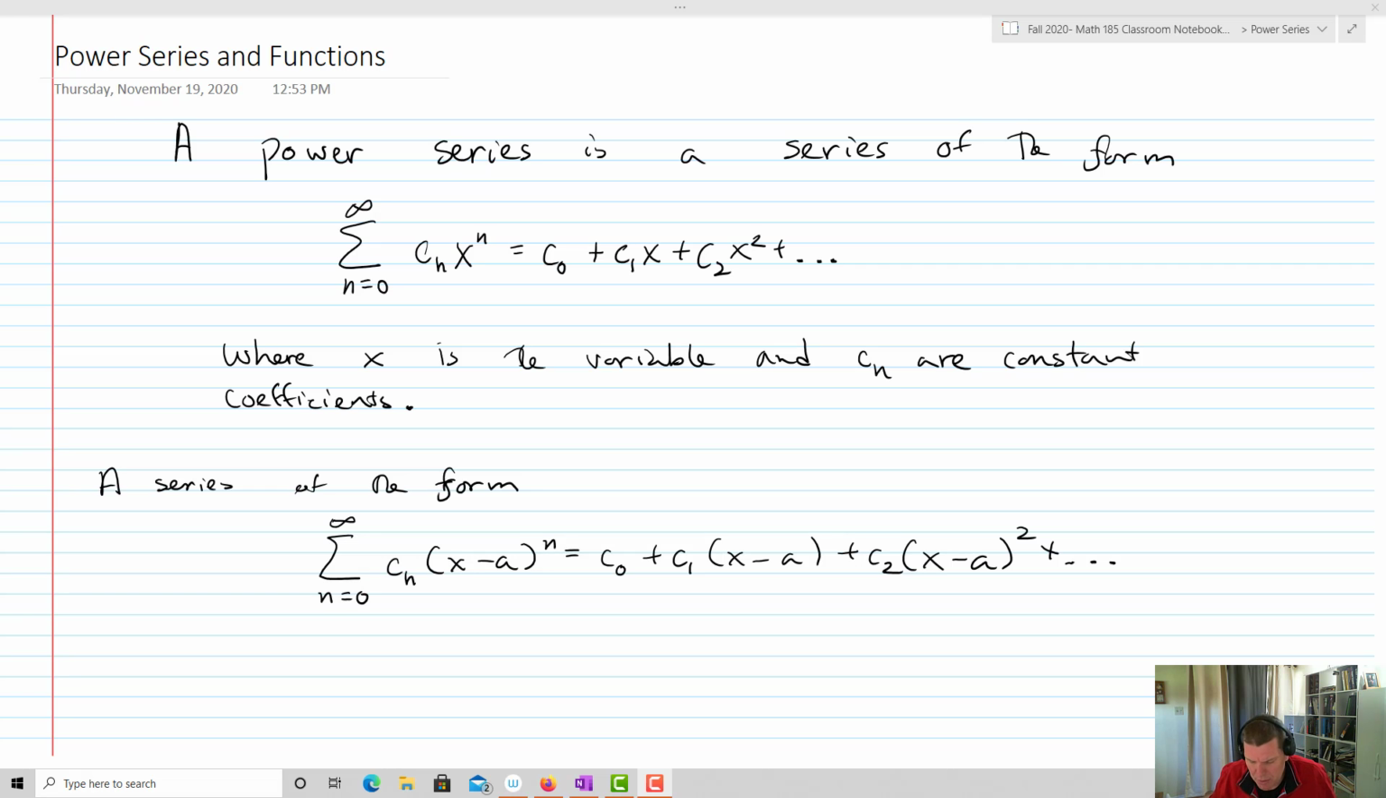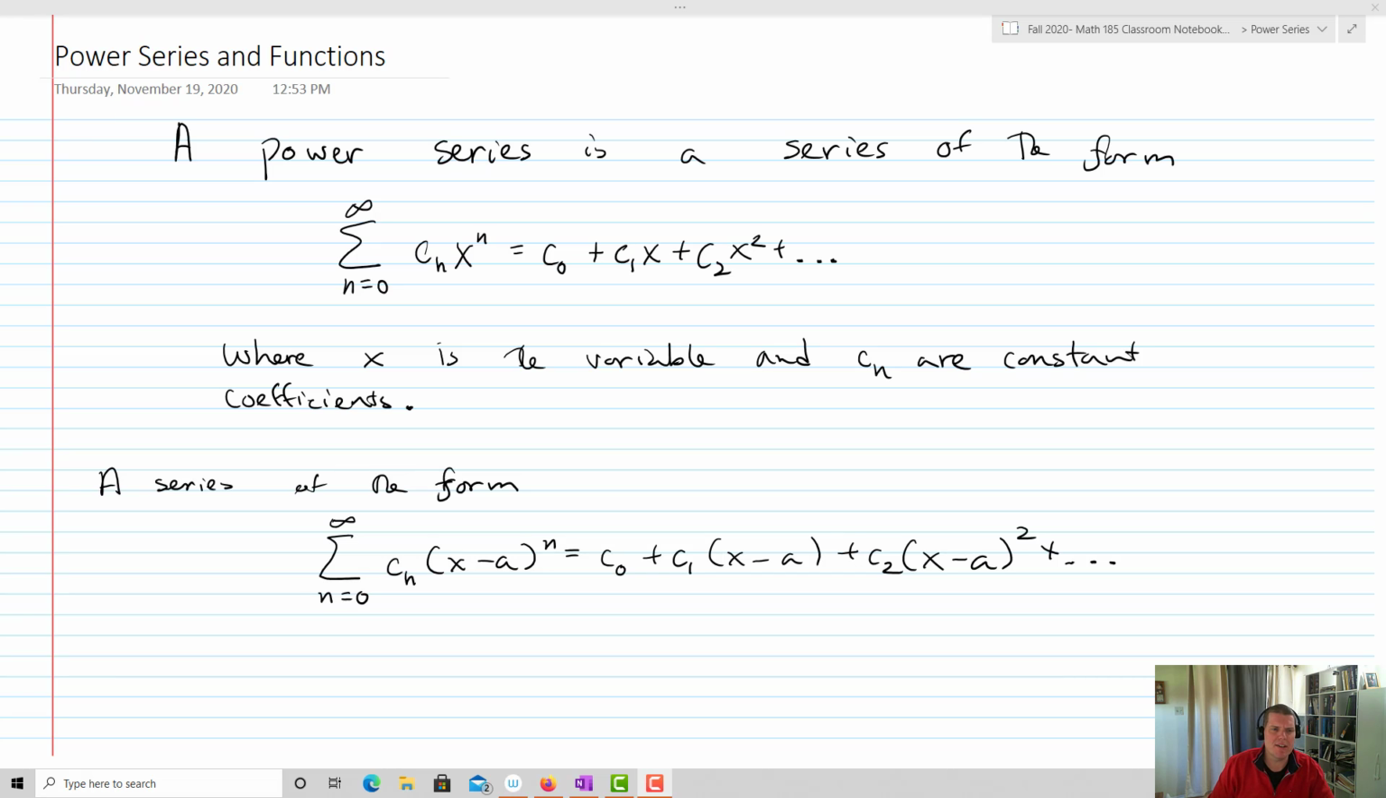And we're going to ask ourselves, where is something like this convergent? Let's say, for example, we picked all of our Cn's to be 1s. We'd get something like 1 plus x plus x squared plus so on and so forth. What we'd end up with is a convergent series if x is less than 1, and a divergent series if x is greater than or equal to 1. We'll see some of those in a little bit.